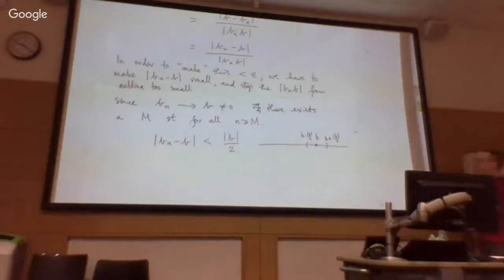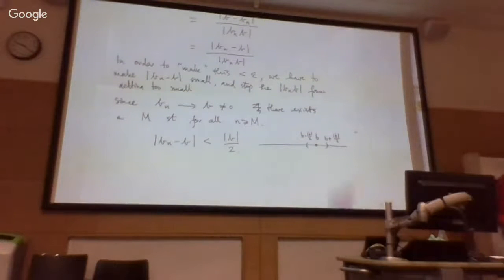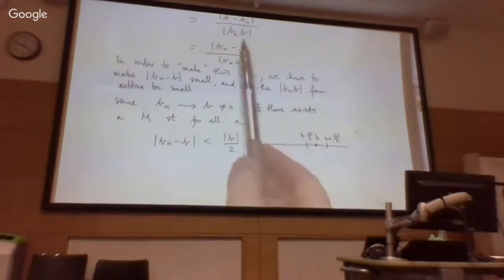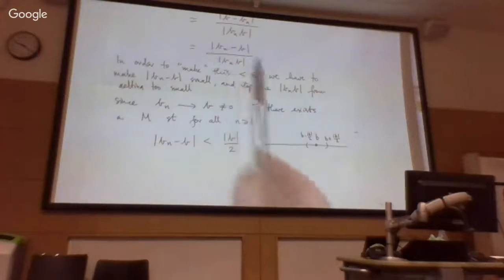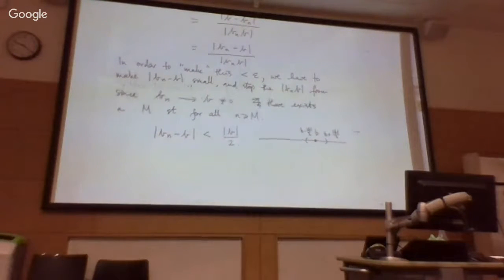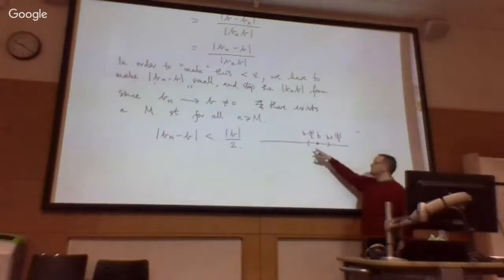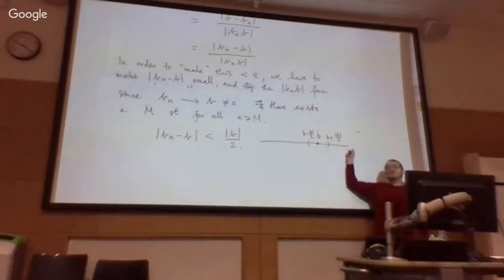So why is it absolute value of B over 2? Remember, I said I wanted to stop, in order to make this quotient small, the denominator from getting too small. Because when your denominators get very, very small, close to 0, your fraction blows up. The reason I chose absolute value B over 2 is because where is 0 in this picture?